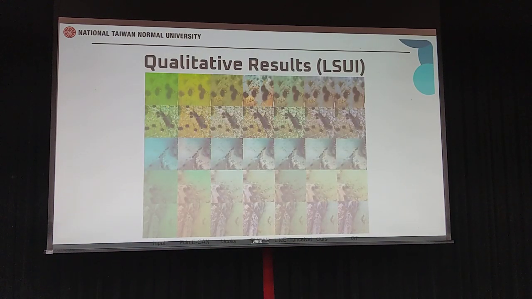Now, let us look at the visual comparisons. Some baseline methods yield an obvious color cast. Some methods over-enhance the image and produce unnatural colors or artifacts. Others improve brightness, but fail to recover fine details. In contrast, our method produces more natural colors, clearer structures, and better contrast. The results are visually closer to the ground truth. These visual comparisons are consistent with the quantitative results.